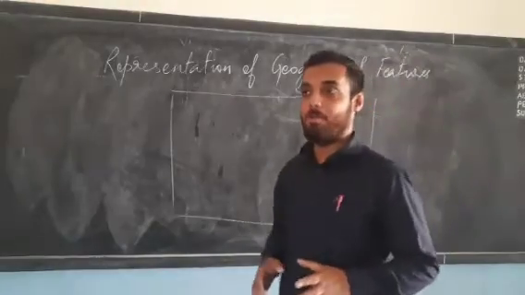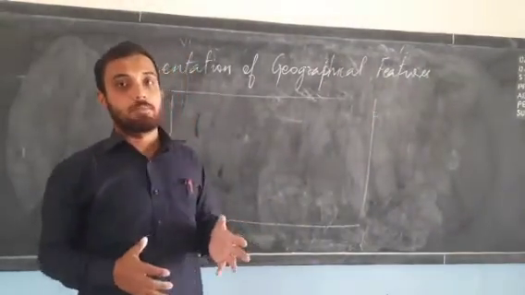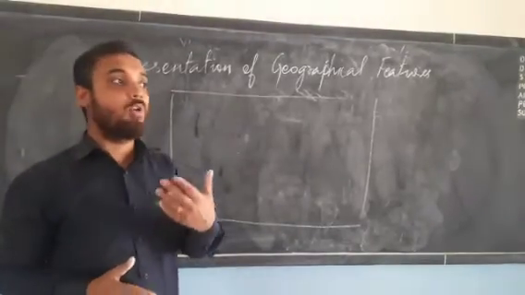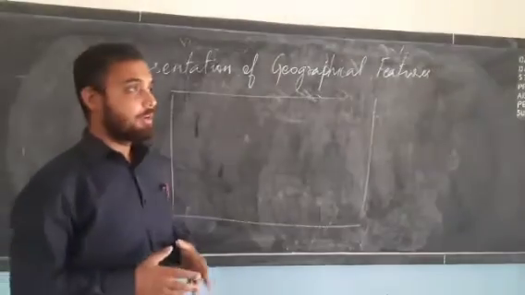Now we are going to talk about map. We discussed about the globe. Now we are going to discuss about map: what a map is, how a map is useful to us, and what its demerits are.